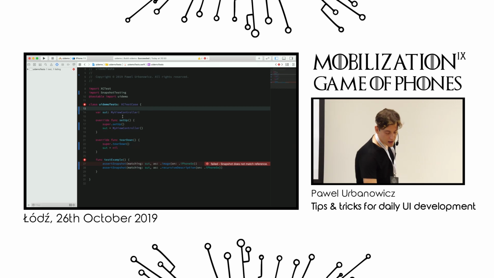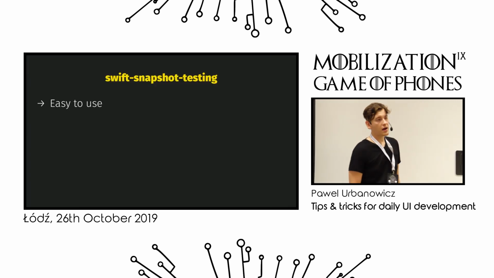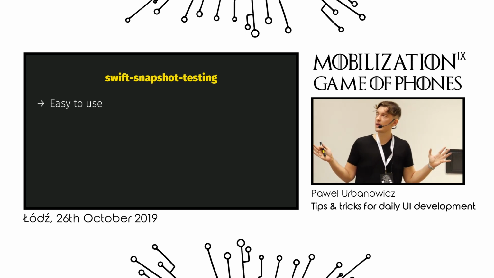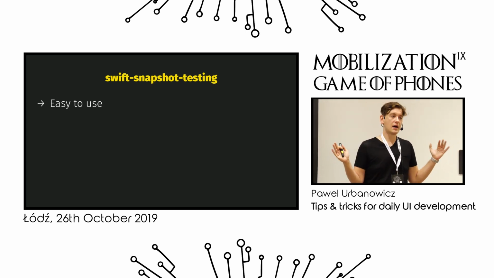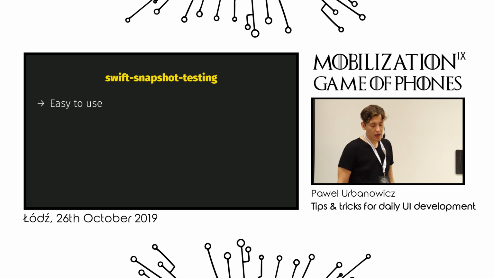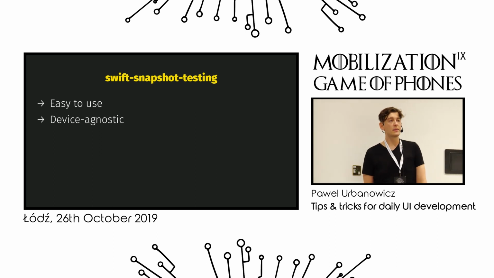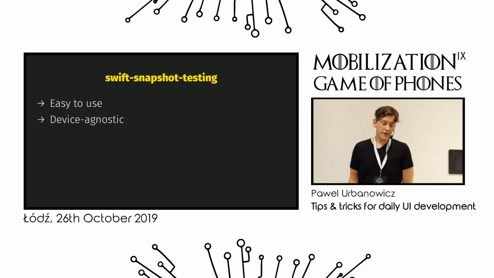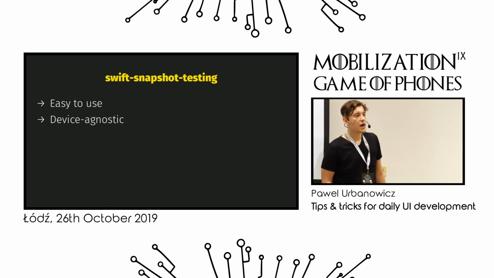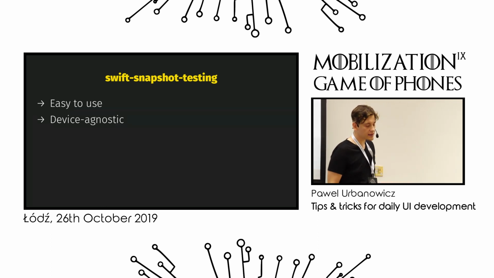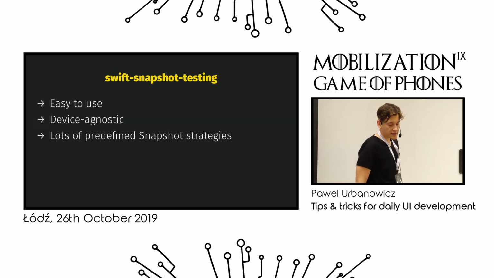So yeah, really easy to use tool, really cool one if you want to just plainly test your views against different devices, different resolutions. Add it to your project, import it to the test case and start writing tests, as simple as that. It's device agnostic, like mentioned previously. So using the various configurations, you can just run from a single simulator tests and references for various devices. Lots of predefined snapshot strategies.